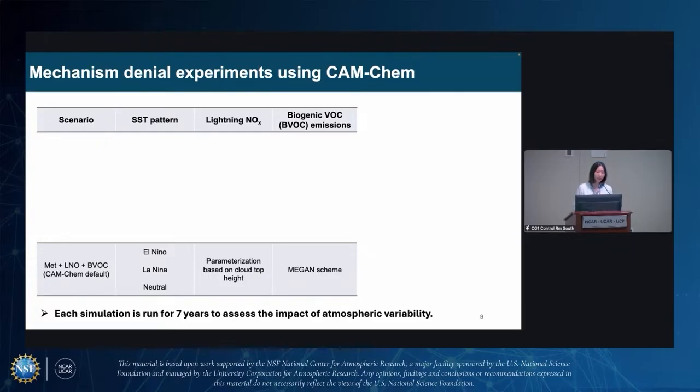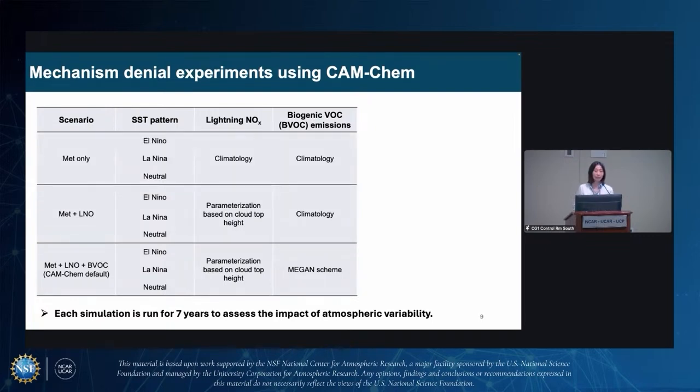variability. And in CAM, the model itself is by default configured with the interactive lightning NOx parameterization that is based on the cloud top height, as well as the interactive BVOC emission scheme that we normally use, the MEGAN scheme. Therefore, I further conduct this mechanism denial experiment by turning off the interactive BVOC scheme as well as the lightning NOx emission scheme. And using these MET-only scenarios, I can further diagnose the drivers of the OH chemistry response to ENSO only from these meteorological factors.